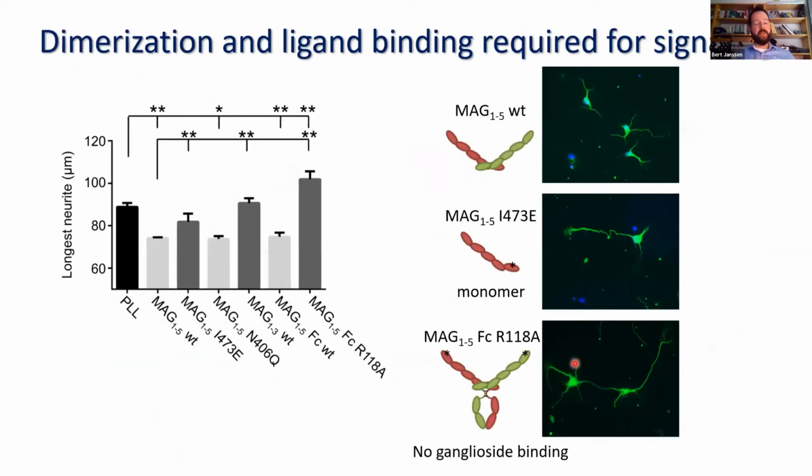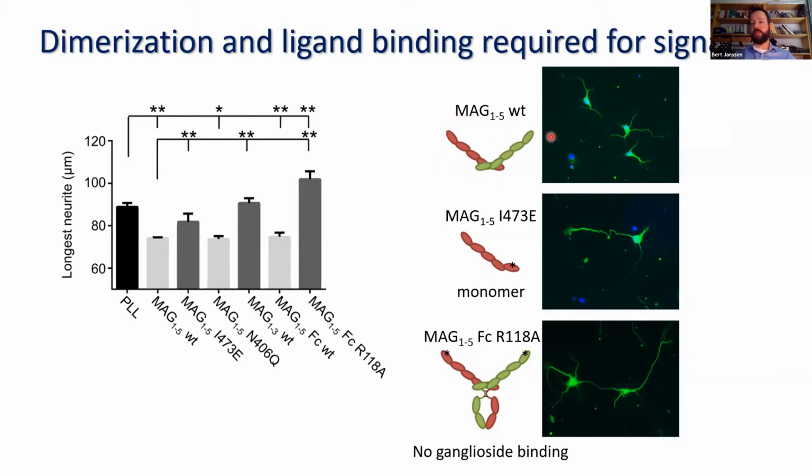So is this ligand binding and the dimerization of MAG important for its function, for its signaling? And yes, it is. We've shown this by using a well-established assay, where one probes the signaling of MAG into neurons. We've coated cover slides with our MAG or our MAG variants, and then we've grown neurons on top of this. This was a collaboration with Jeroen Passerkamp in Utrecht.